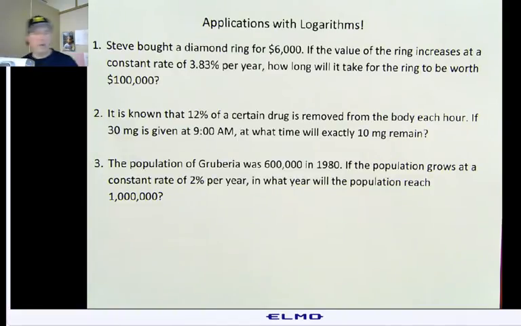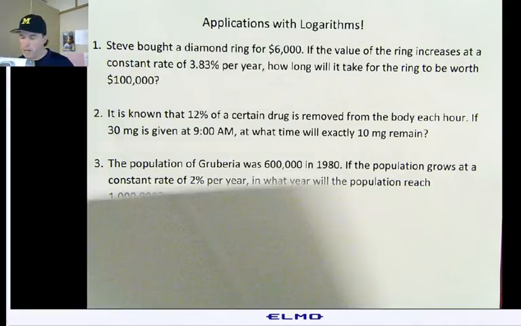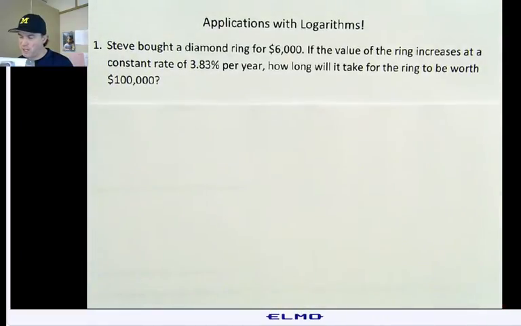Number 1, Steve bought a diamond ring for $6,000. If the value of the ring increases at a constant rate of 3.83% per year, how long will it take for the ring to be worth $100,000? I'm looking for a pen right now. Here it is. And here we go.